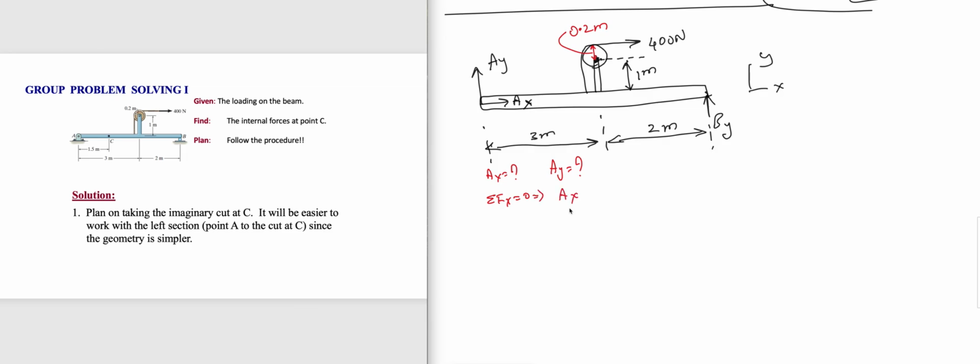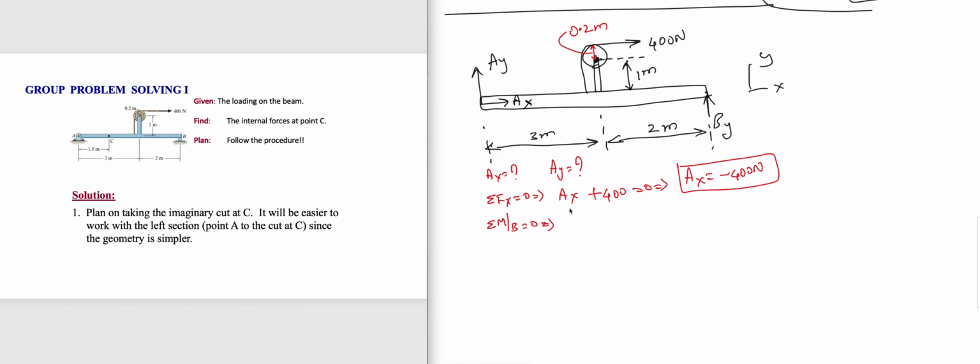To find AX, let's use sigma Fx equal to 0 implies positive AX, positive 400 because 400 newtons is going to the right, is equal to 0. Hola, we found AX is negative 400 newtons. Great. Then next thing is sigma Fy equal to 0 implies. Should we use sigma Fy equal to 0? No, we'll have AY and BY then. No, I would rather use sum of moments with respect to B equal to 0 so that I can neglect BY.